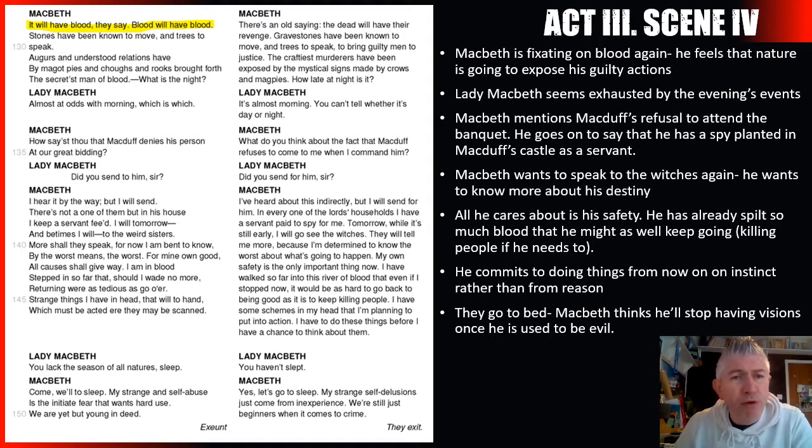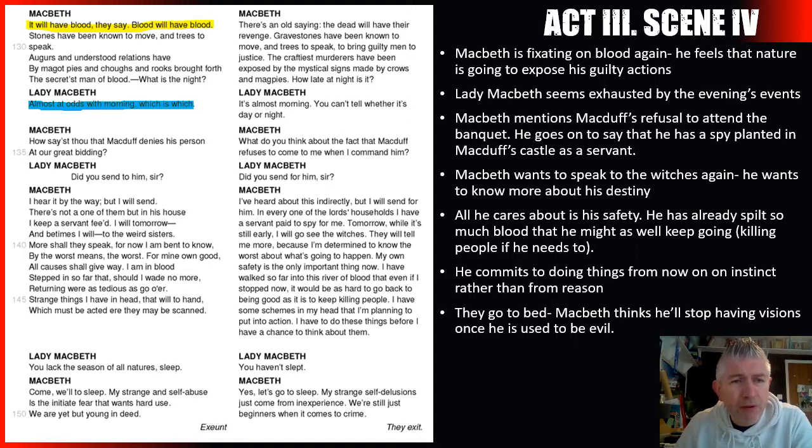"Stones have been known to move and trees to speak. Augurs and understood relations have by maggot pies and choughs and rooks brought forth the secret'st man of blood. What is the night? Almost at odds with morning, which is which?" Lady Macbeth sounds dejected, exhausted, and confused.